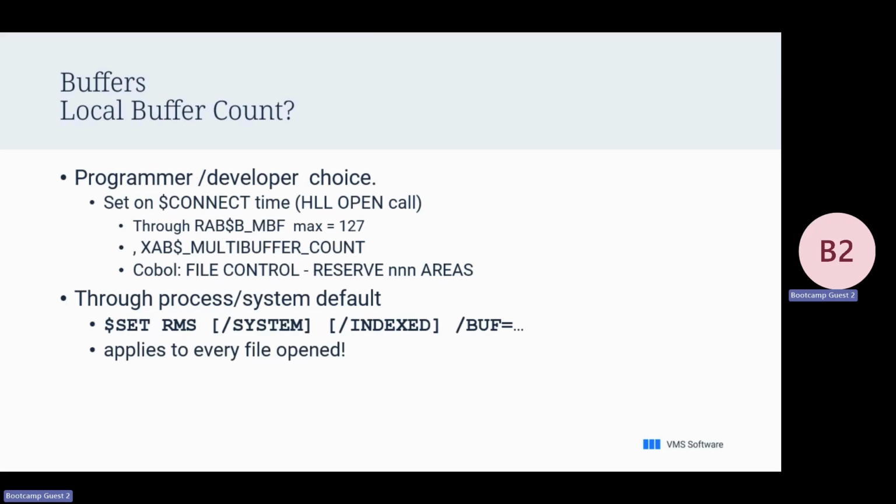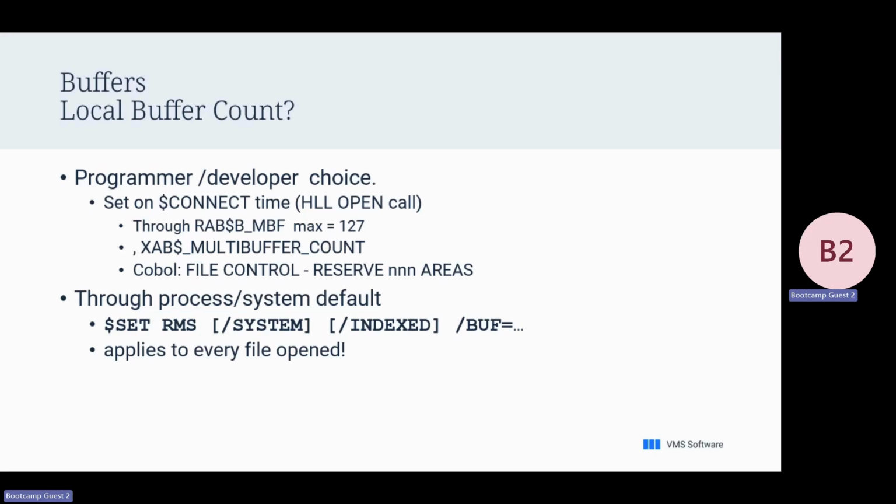RMS has these internal. The languages make RMS disappear, right? You do an open, you do a read, a write, and a close. But behind the scenes, open really is an open and a connect, and the read is a $get call, and so on. The $get call, the call that actually tells RMS to connect, will set up the buffers, and you can set them in a RAB, one of the programming interfaces.